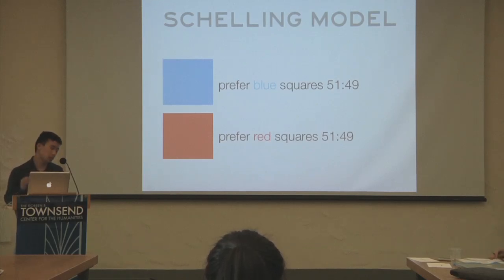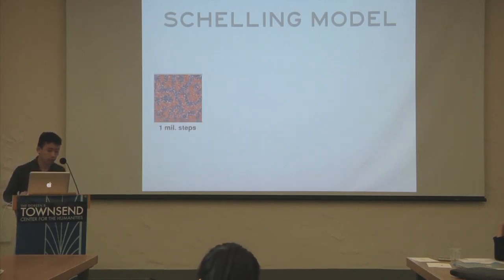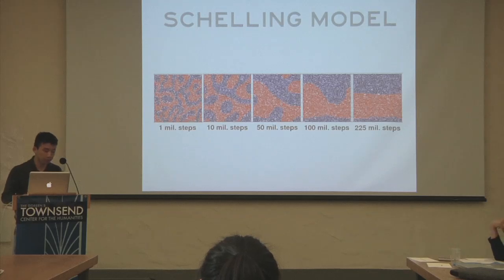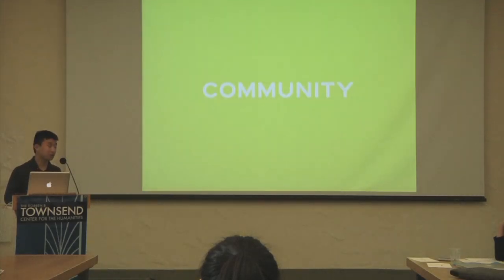How the model works is you mix it every time and you only take into consideration each individual square's preference. What happens if you increase the number of mixes is that you find there's increasing segregation, and by the end there is basically total segregation. So the point of my talk is not to talk about segregation, but what I love about this model and the point that it makes is that each of our tiny preferences has a huge impact when we take it all together and consider it in the total society. So how can we actually make our cities better?